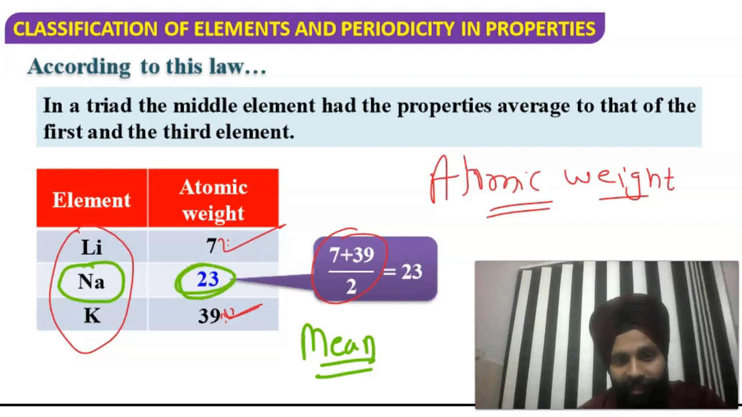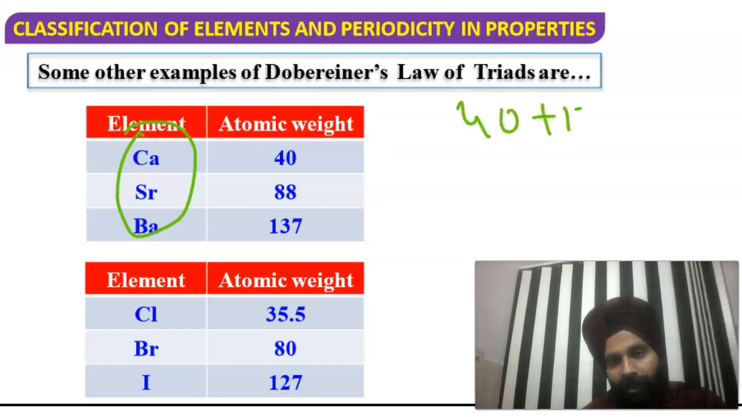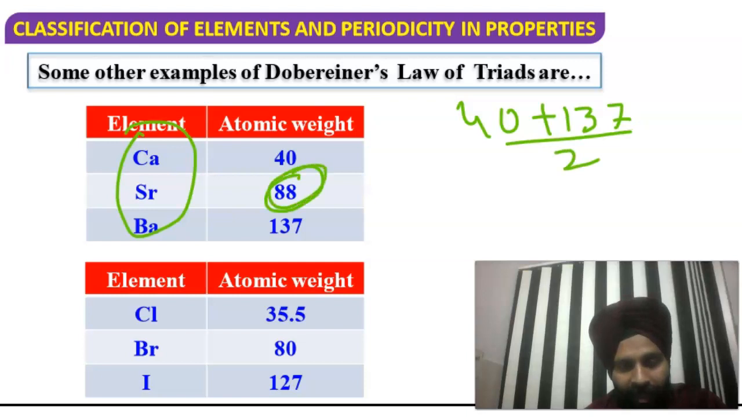Its mass is 23. We can also take a different example, like calcium, strontium and barium. If we add calcium 40 plus barium 137 and divide by 2, we get an answer approximately equal to strontium's mass. Similarly in the case of Cl, Br and iodine. All these are Dobereiner's law of triads.